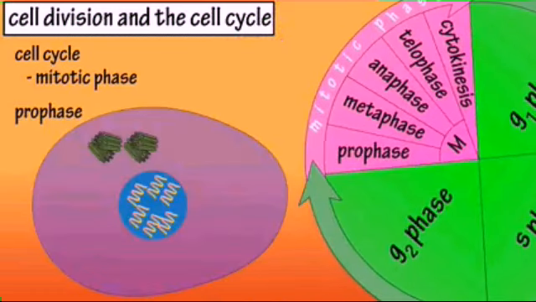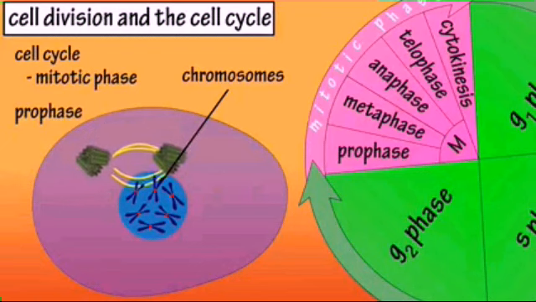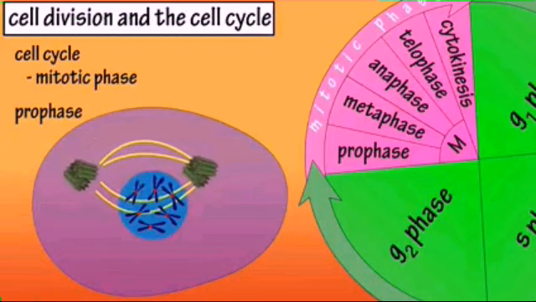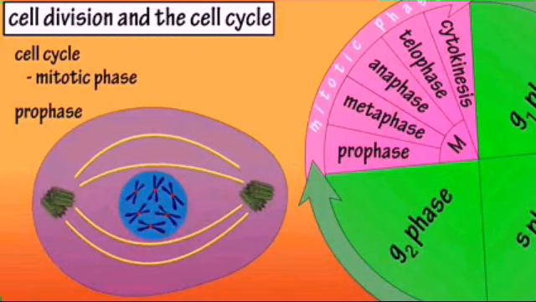During prophase, chromatin, which is tightly packed DNA and protein, is further condensed to form chromosomes. Spindle fibers also begin to grow from the two centrioles, pushing them apart to a point where they lie at opposite ends or poles of the cell. The nuclear membrane also disassembles, which allows the chromosomes to be moved by the spindle fibers.